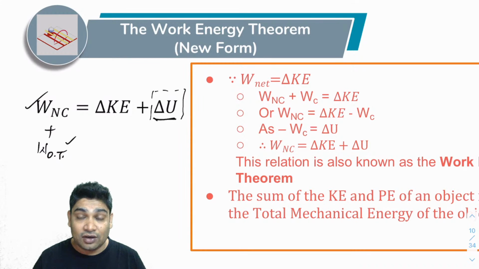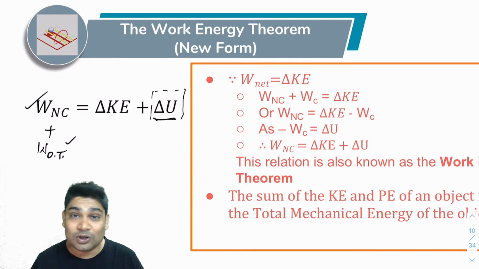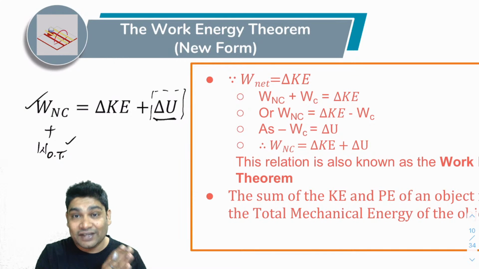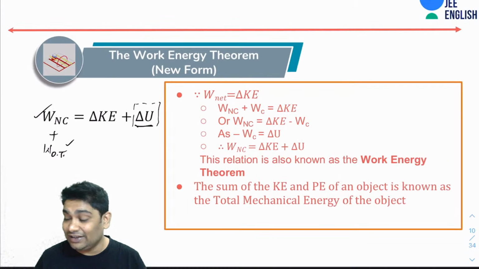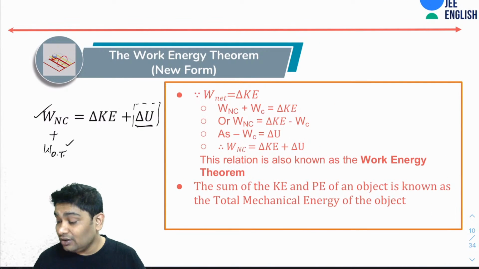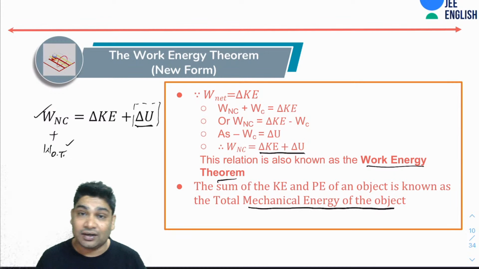Whatever forces for which you are not taking a potential energy function, there are often a lot of constant forces for which we usually do not take potential energy functions, but they are also conservative in nature. So their work should be included if we haven't included the potential energy. Either include the potential energy due to a force or include the work done by that force in this expression, and this is how you will approach your problems. This is the work energy theorem, and the sum of kinetic energy and potential energy is known as the total mechanical energy of an object.